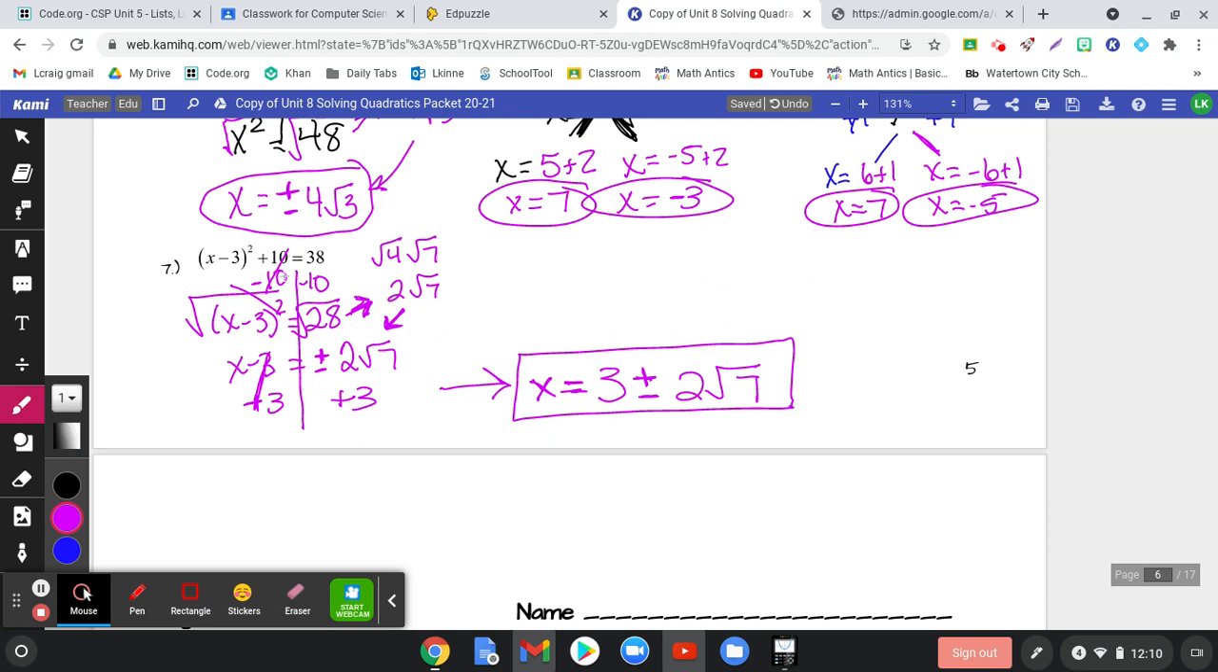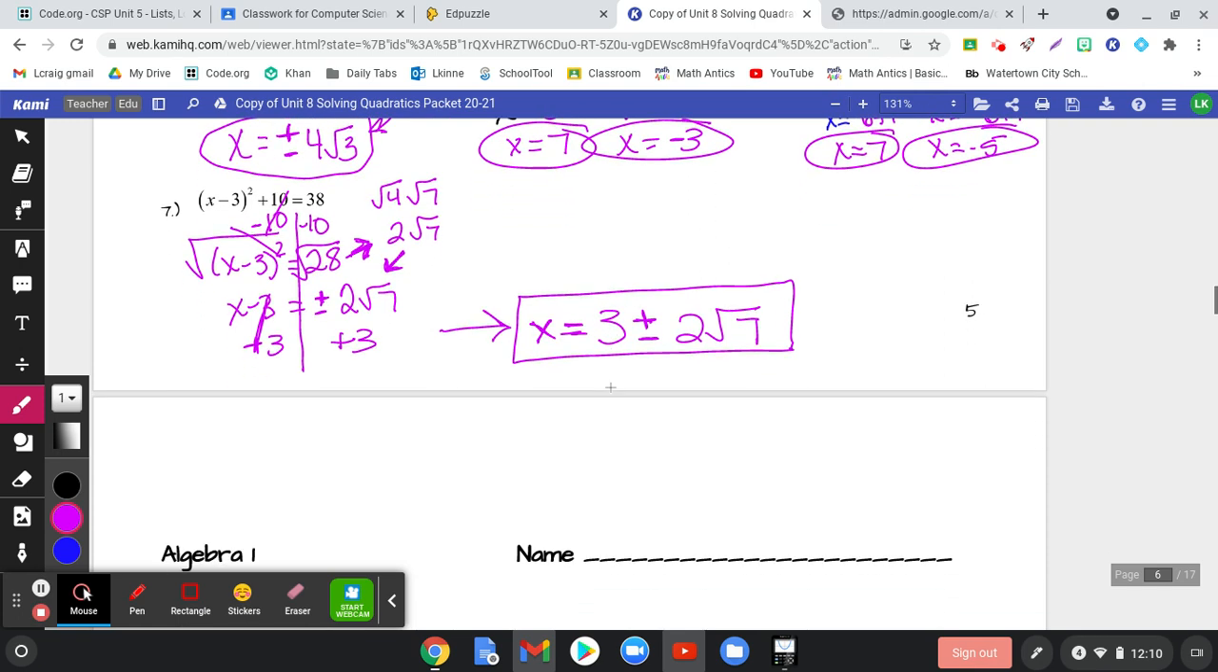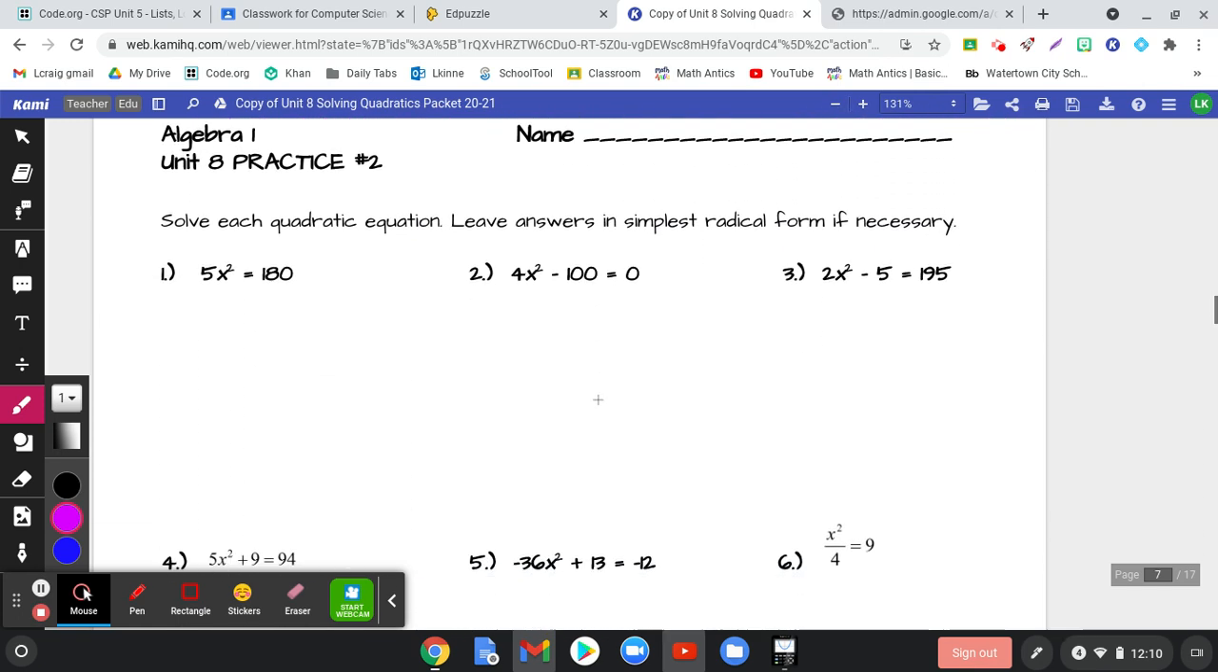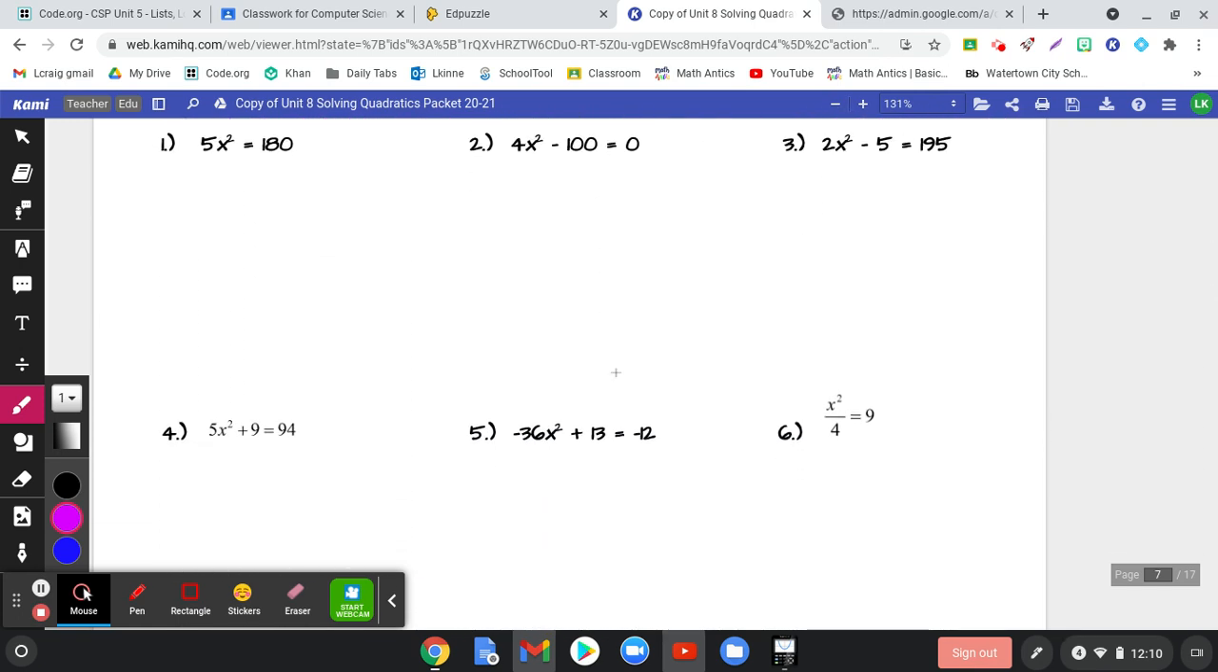So again, the last two were kind of tricky, but basically get the x squared or the parentheses with x squared by itself. If you end up with a perfect square, great. Break it up into 2. If not, just leave the plus or minus in front of it and put the 3 in front of that. All right. So we'll get some practice in on the next page. These shouldn't be too bad for you.